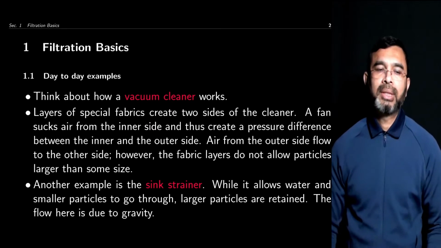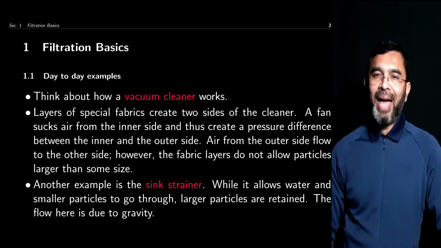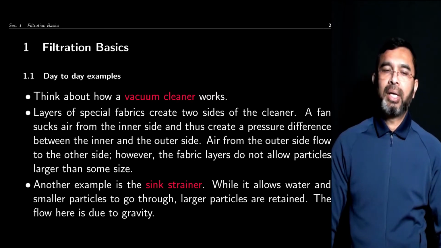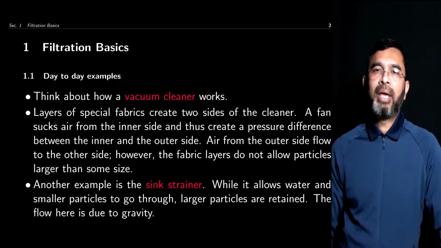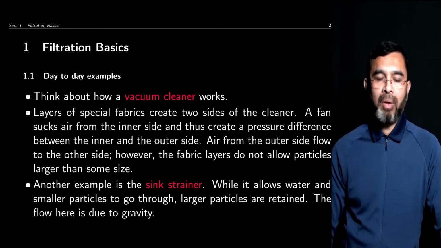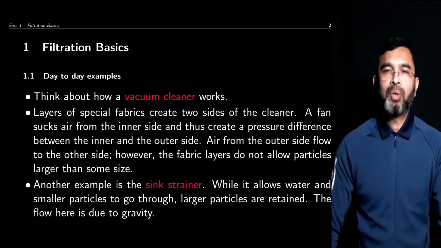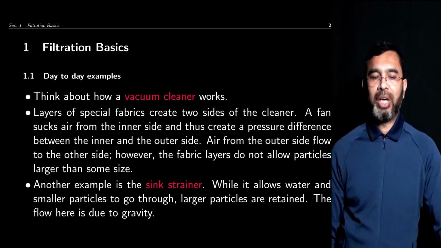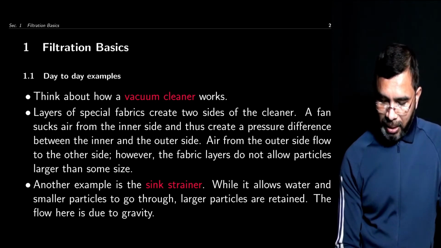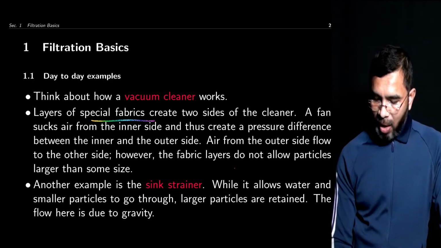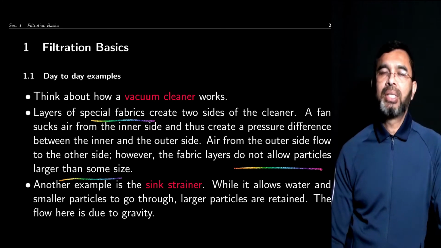Now to start with, to understand the process itself, just think about the vacuum cleaner. A vacuum cleaner is an example of a filtration process where you see that there are two sides separated by a filter. Within the vacuum cleaner, a fan moves to create a vacuum on the inner side of the equipment. The outside is at atmospheric pressure. So by creating a vacuum, a pressure drop is created between these two sides of the machine. And the materials that separate these are typically special fabrics. It's really a layer of fabric that does not allow particles larger than some size to go through.